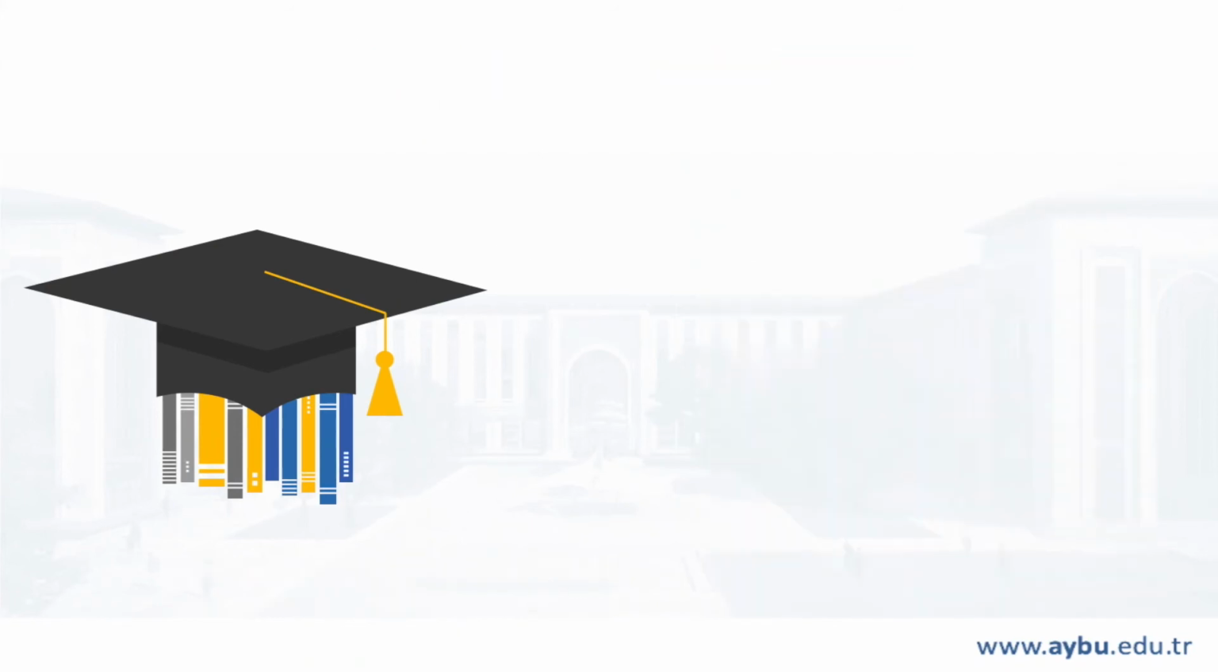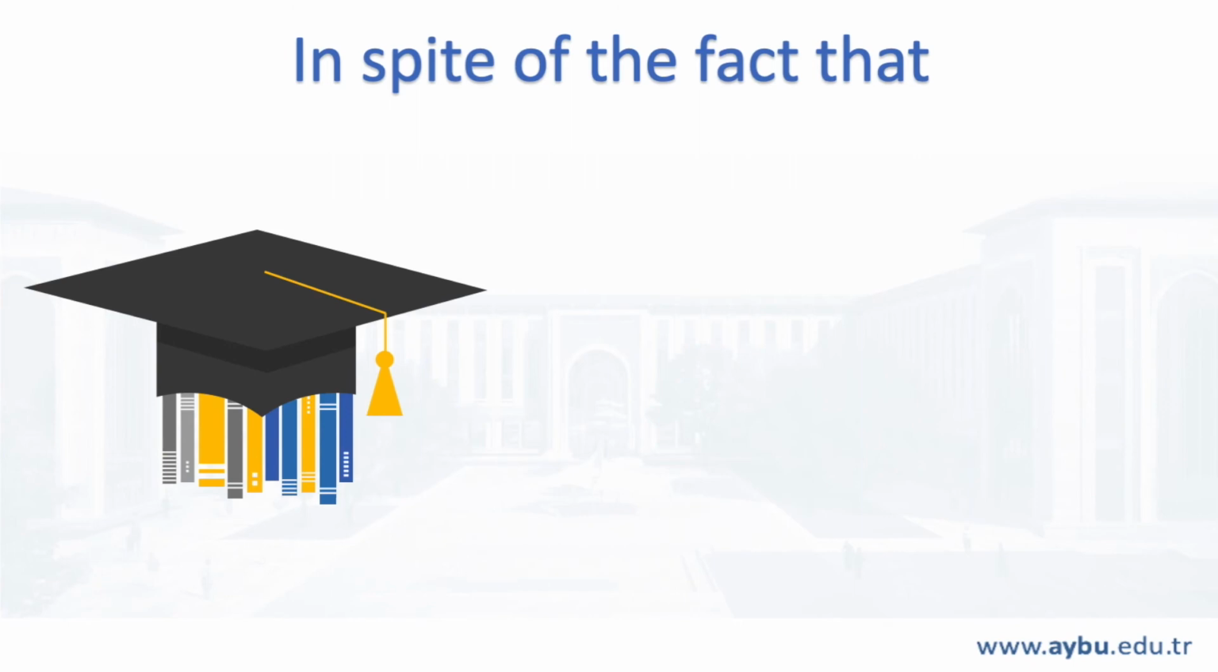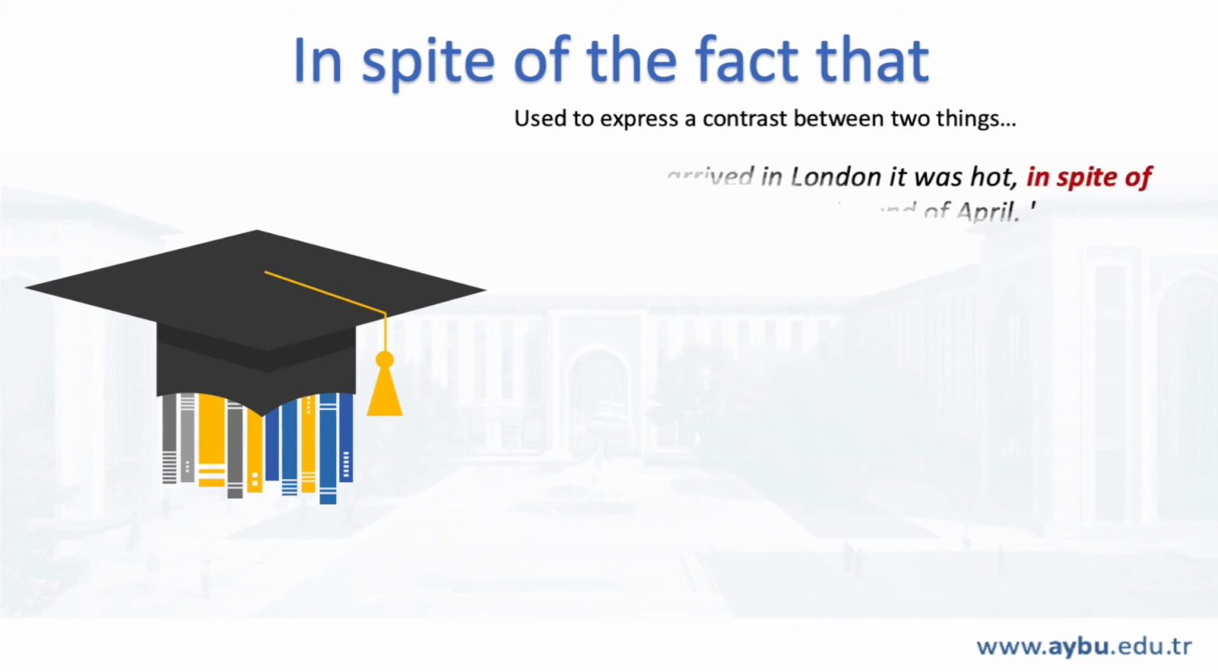The next one, to show contrast, you can use in spite of the fact that. You can use it to express a contrast between two things. When they arrived in London, it was hot, in spite of the fact that it was only the end of April.